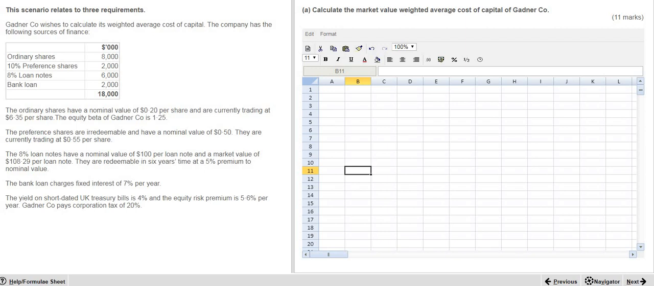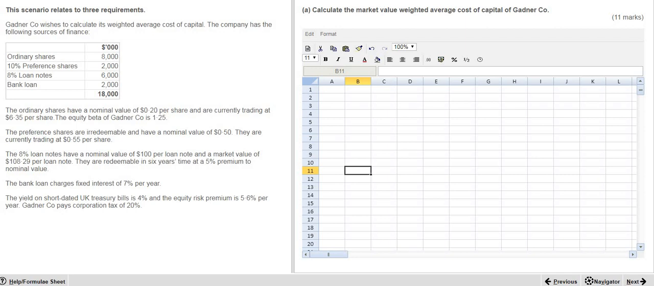So let's see. The question is saying, calculate the market value weighted average cost of capital of Gardner Co. 11 marks. Now let's read the scenario. Gardner Co. wishes to calculate its weighted average cost of capital. The company has the following sources of finance: ordinary shares, 10% preference shares, 8% loan note, and bank loan. You can see their book values in front of you.